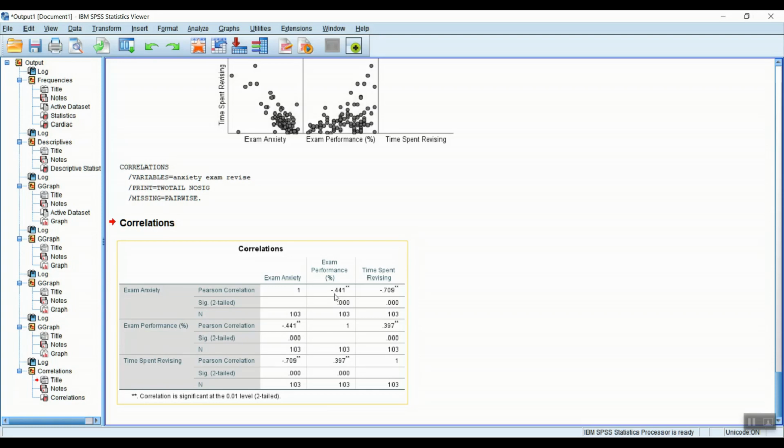We'll talk about that a little bit later, but there is a relationship, and that's indicated by the fact that the significance level is less than 0.05. In other words, if a correlation had been 0, it would have been not significant, but it is significant. So there is some association between exam anxiety and performance. However, although exam performance goes down as anxiety goes up, we can't conclude that high anxiety causes bad exam performance.